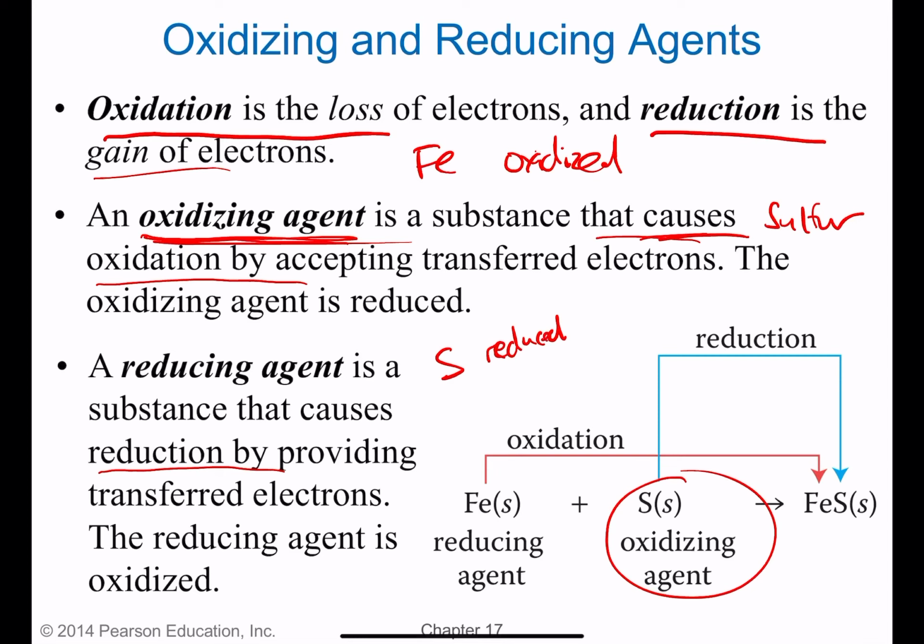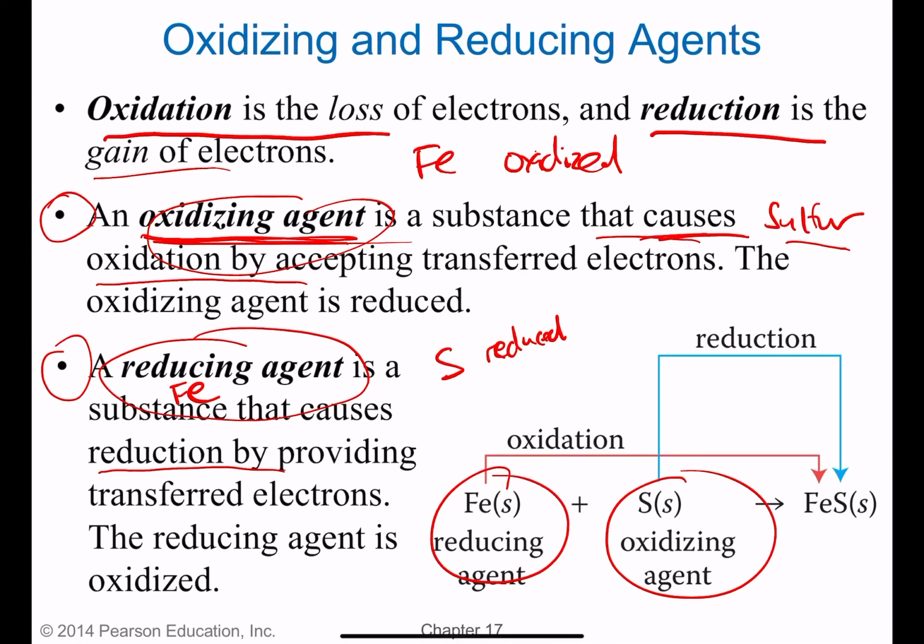Can't spell. So what caused that reduction? The iron caused it. So the iron is the reducing agent in this example. I don't like to use these two terms quite so much because they obviously can be confusing. Iron is being oxidized, yet sulfur is the oxidizing agent. But you might see these terms and we might use these terms occasionally, so that's why you should be familiar with them.